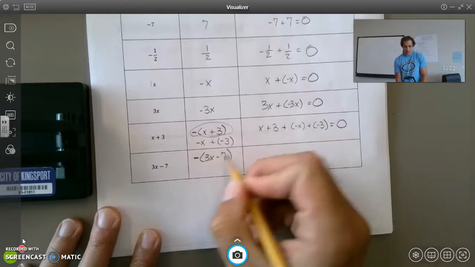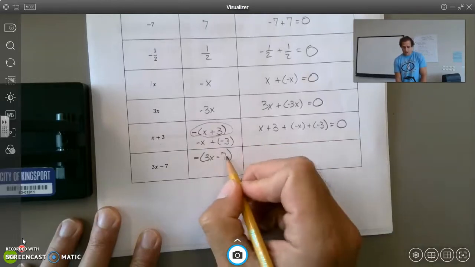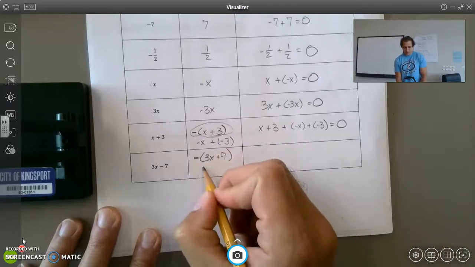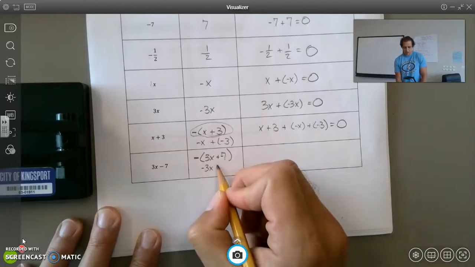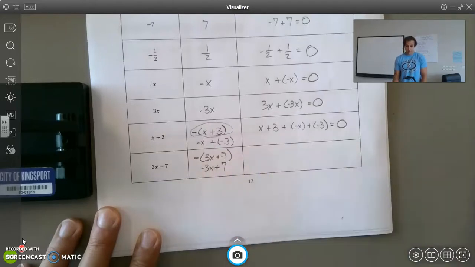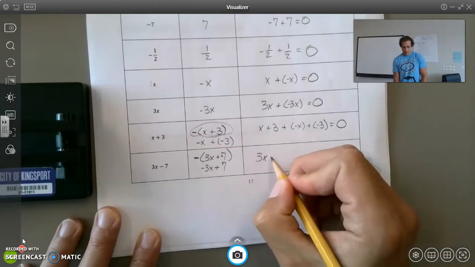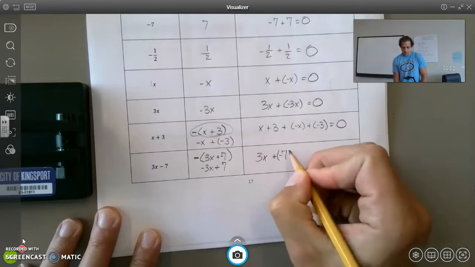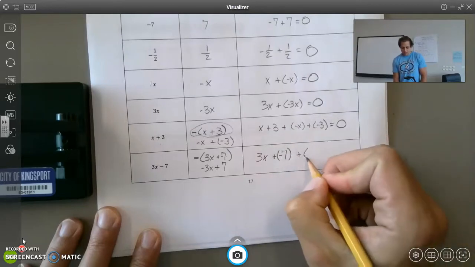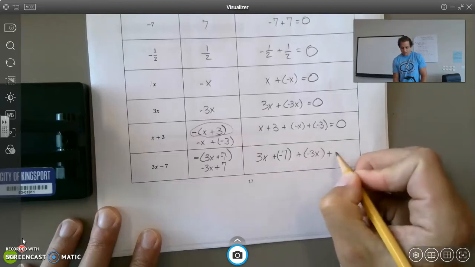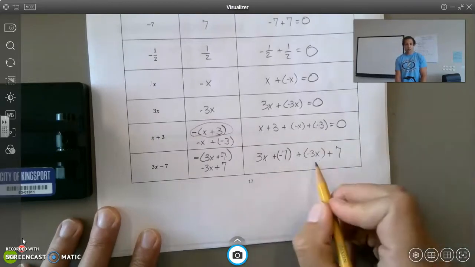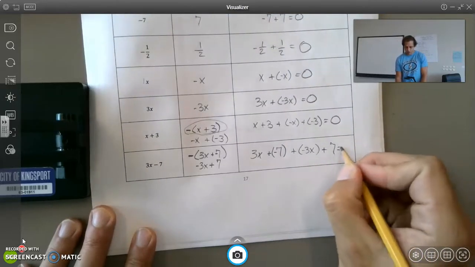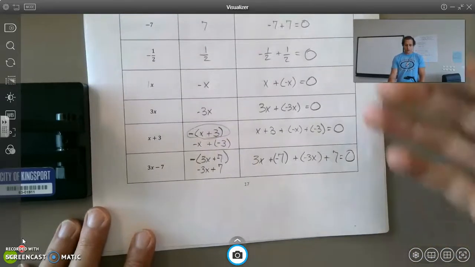Well, we should take the opposite of each term. This is minus 7, which is the same as plus negative 7. So the opposite of 3x is negative 3x. And the opposite of negative 7 is a positive 7. Let's add them together. 3x minus 7, or I could rewrite that as plus negative 7, plus negative 3x plus 7. 3x and negative 3x create 0. Negative 7 and 7 create 0. So we have proved how to create additive inverses.